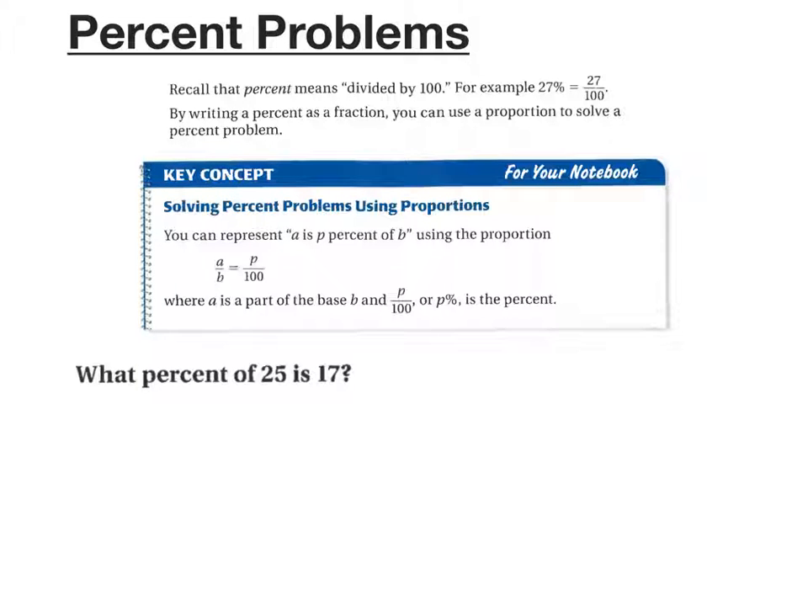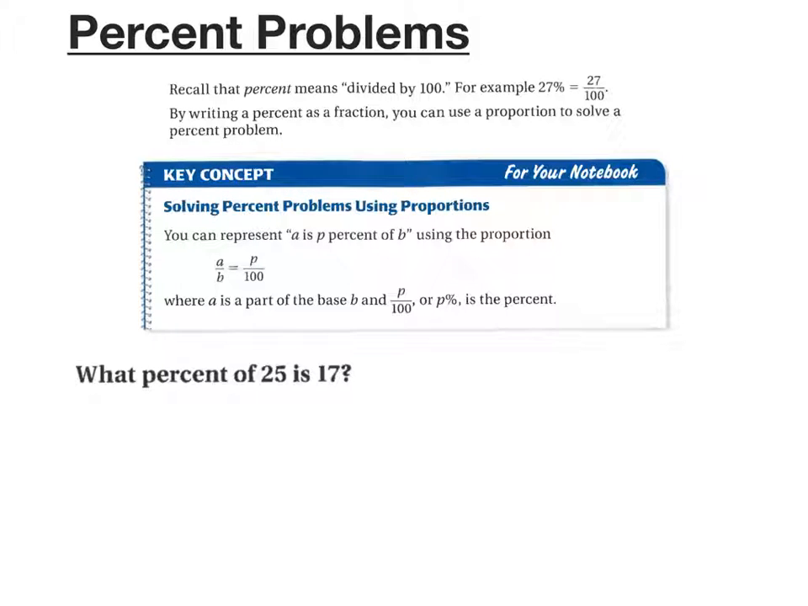Hey everybody. We've been talking about ratios and proportions a lot in class lately, and today I wanted to talk about really the most common type of proportion problem that you're going to come across, which are percent problems. Remember that percent means divided by 100. So 27% is the same as 27 over 100. So we can always write 27% as a fraction.